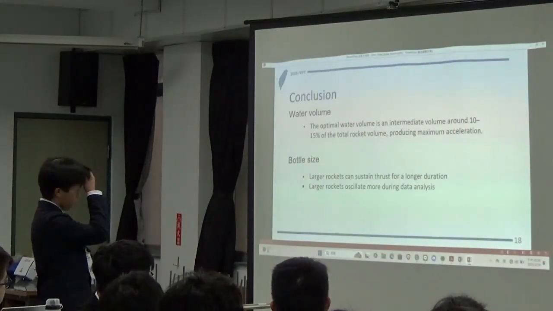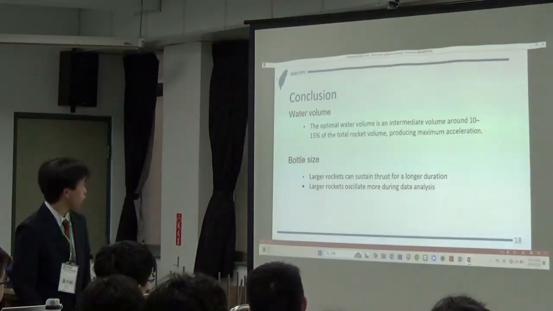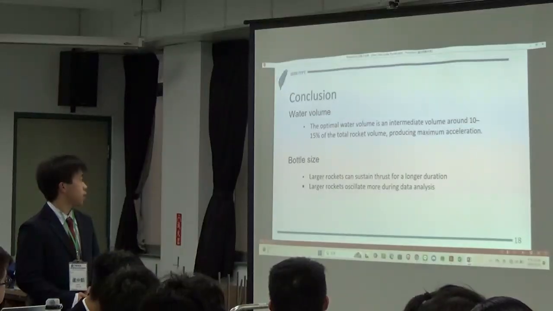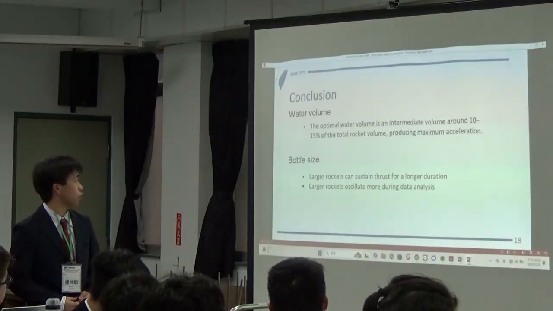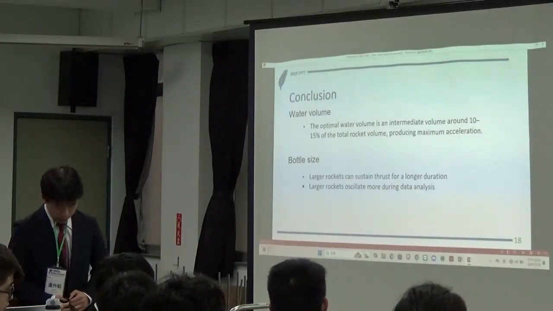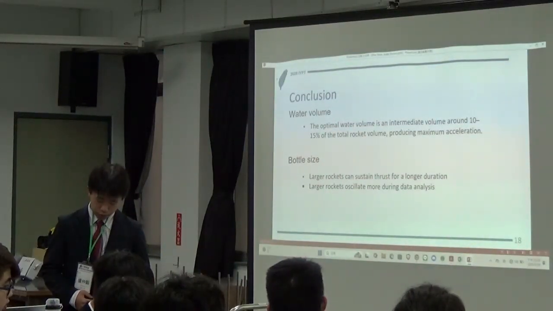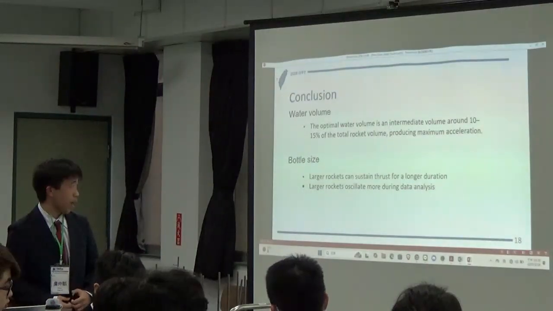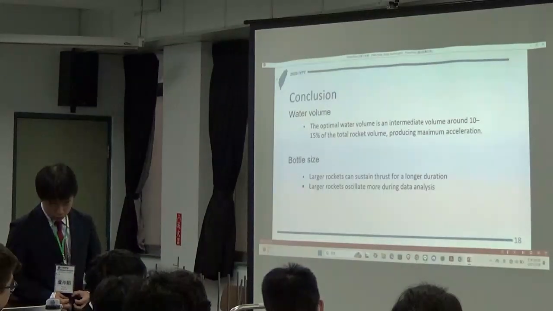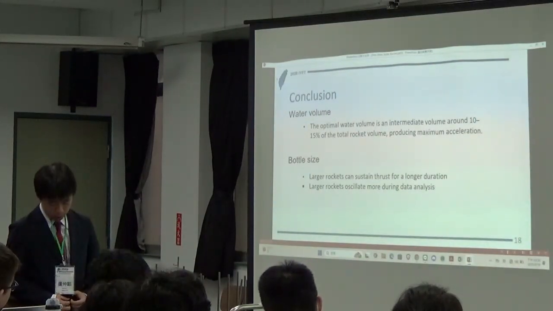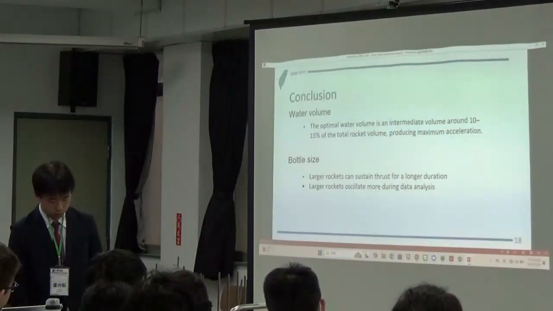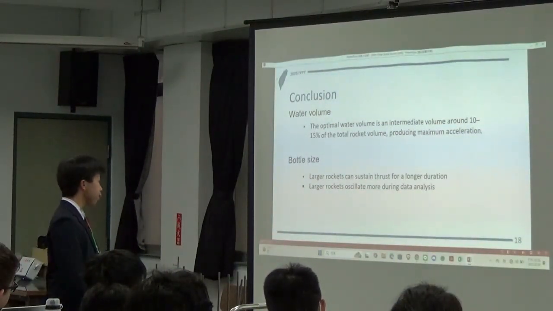And the conclusion: the optimal water volume is an intermediate volume, as I mentioned, around 10 to 15% of the total rocket volume, producing the maximum acceleration. As I mentioned before, too much water increases the total mass, but may act as a resistance because of the gravity affecting the water, which will reduce the maximum acceleration. But too little water added will lead to insufficient thrust, resulting in low acceleration.